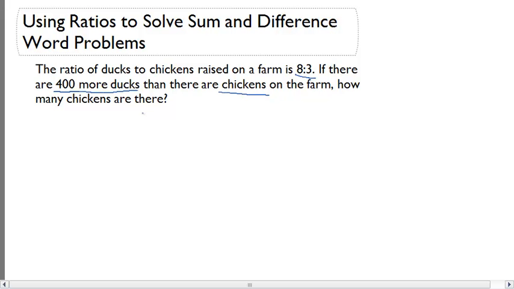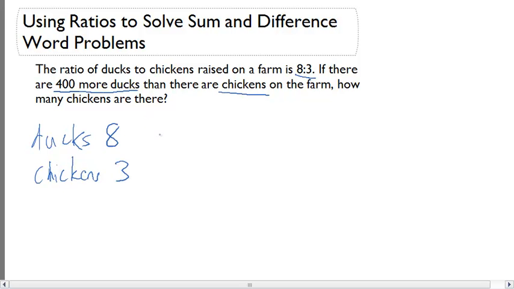Other examples, it might say if the total number of ducks and chickens is something, and here's the ratio, then find out the number of chickens. In this case, we're going to be solving a difference word problem. So what I'm going to start off with is my ratio. I have my ducks, which is 8, and I have my chickens, which is going to be 3.